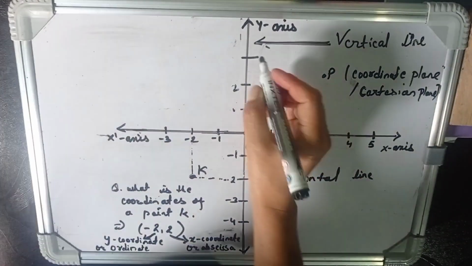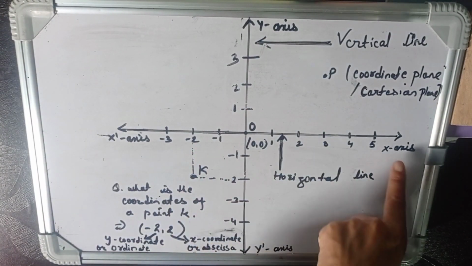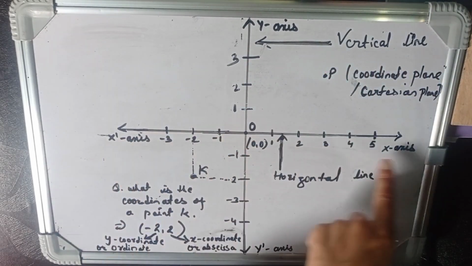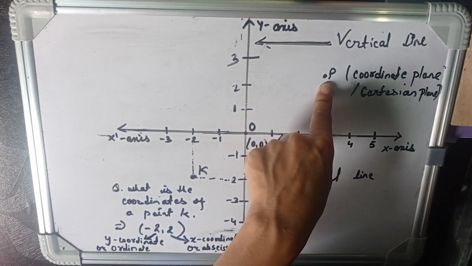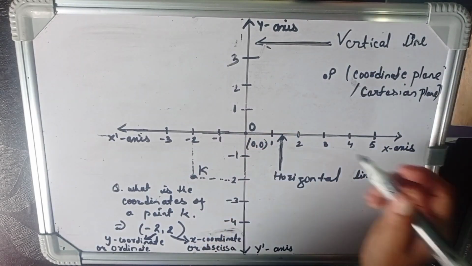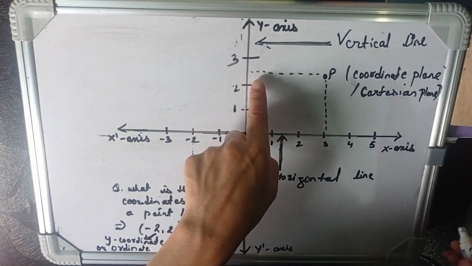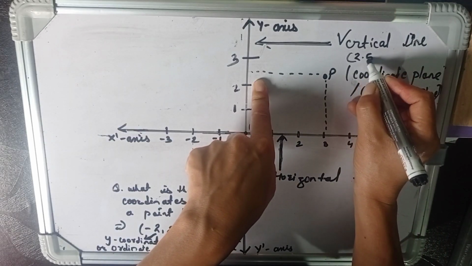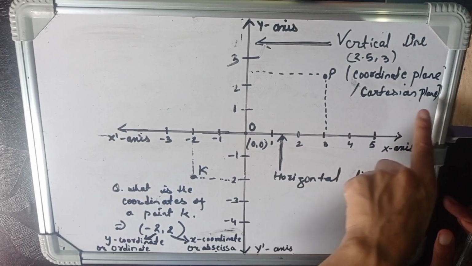So this is again a graph. This is the y-axis and y dash, the x-axis and x dash. This line is called the vertical line, this line is called the horizontal line, isn't it? Here a point is given. Suppose this point and this point, so what will we write here? 2.5, 3, isn't it? So this point lies in the coordinate plane, the Cartesian plane.